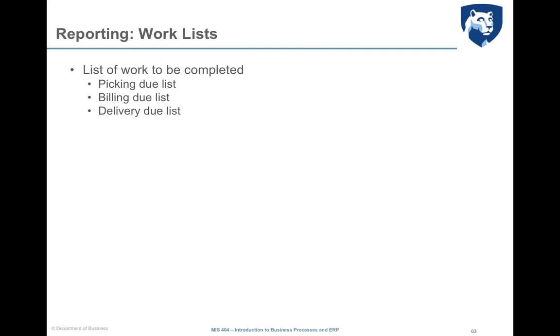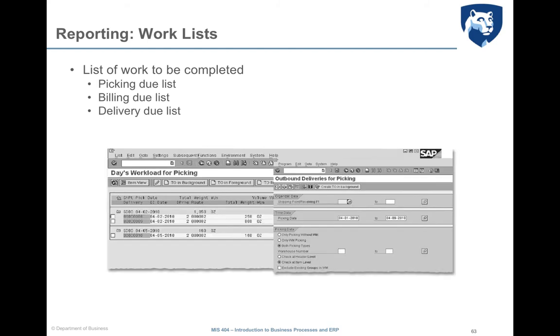Examples are picking due list, so orders and products that need to be picked up. Billing due list, so orders that need to be processed in order to then generate the bill. And finally, delivery due list, so products that need to be delivered to the final customer. For example, in the simulation that I'm going to upload, you will find an example of how to display a picking list that will show all the customer orders that must be prepared for delivery, so that they can then be shipped in a timely manner.